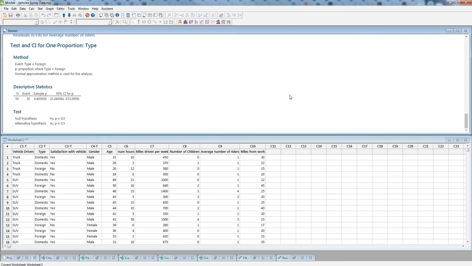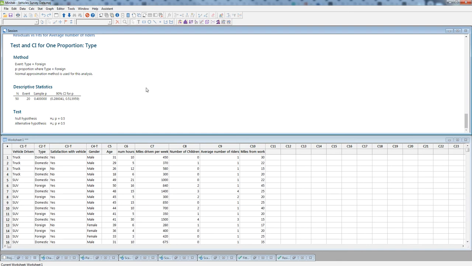And then OK. So this tells me that when I look at the population that this sample was taken from, I am 90% confident that in that population between 28.6 and 51.4% of individuals own a foreign car. Notice the event type up here. If you use Minitab Express, you can pick your event type. I can't do that on Minitab 18.